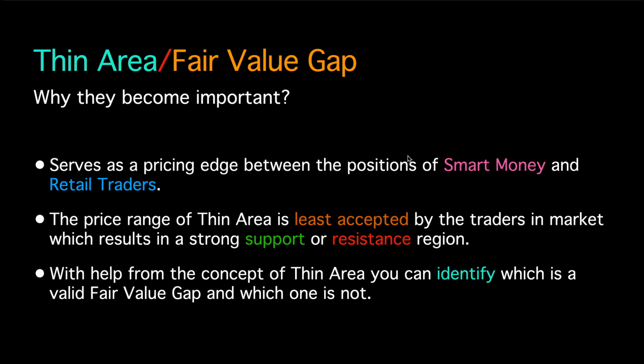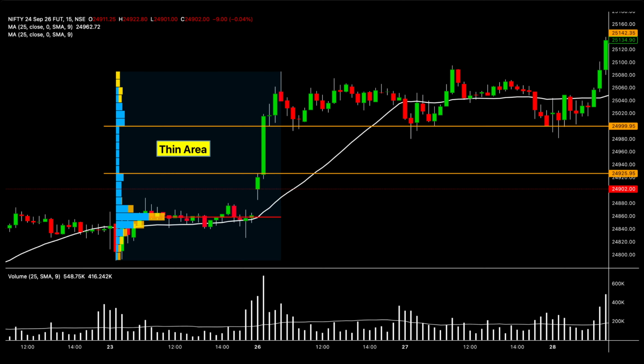And next, with the help of this concept of thin area, you can actually identify valid fair value gaps and get very efficient use of fair value gaps. You can see that in the market, many times fair value gaps are created, but they don't act as they are supposed to. So with the help of thin area, you can actually increase your chances to find efficient fair value gaps. And suppose you got a fair value gap region as this much bigger region.